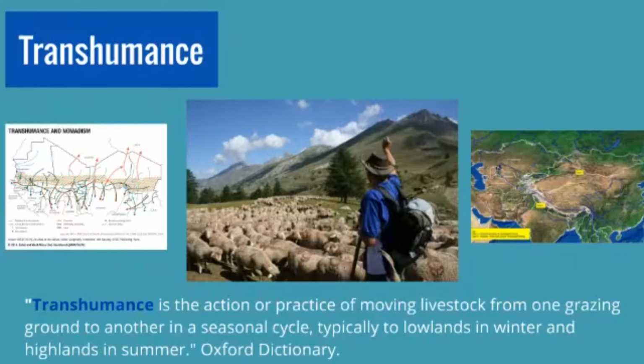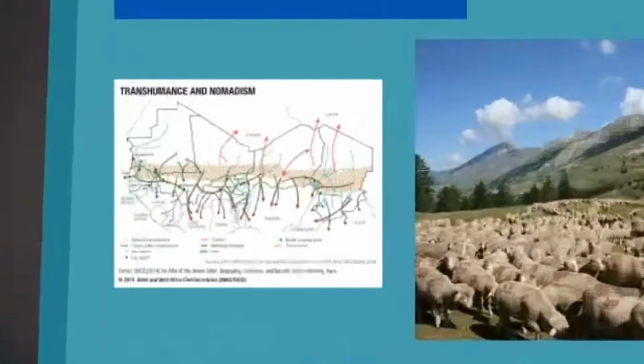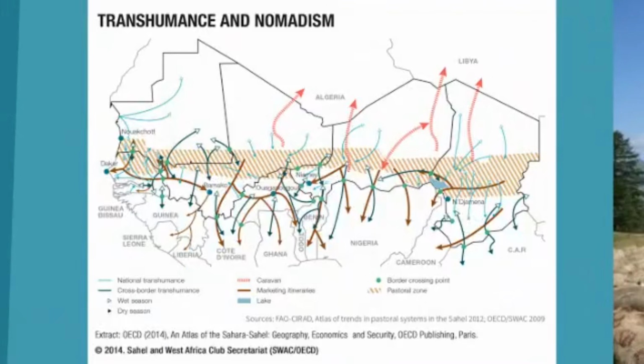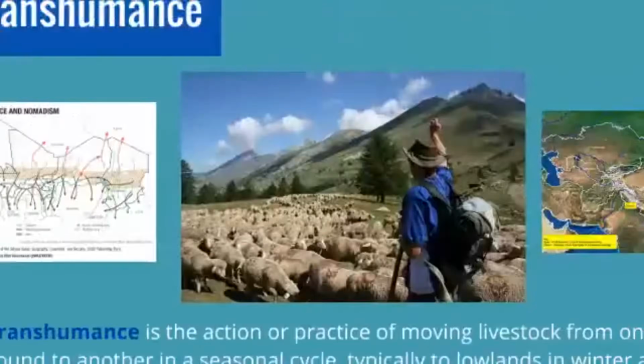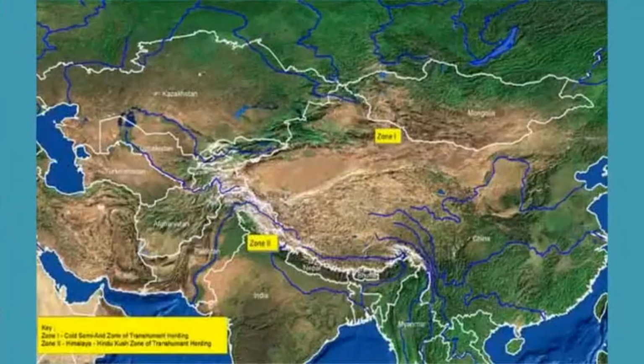So transhumance is another type of voluntary migration. It is the action or practice of moving livestock from one grazing ground to another in a seasonal cycle. So this comes from the Oxford Dictionary, but they talk a lot about lowlands in winter and then highlands in summer. So you move to warmer areas in winter and then cooler areas in the summer. And we see this transhumance happen often in Africa around the Sahara, as well as the Mongolian steppe that is on the border of China, Kazakhstan, and Mongolia.